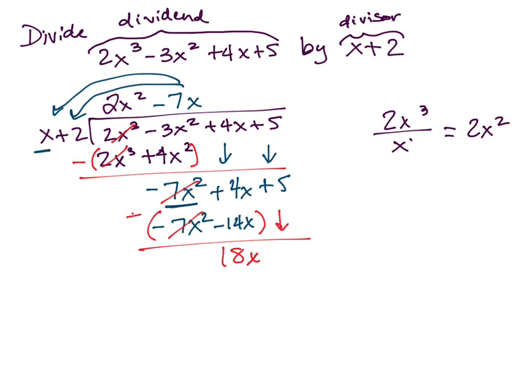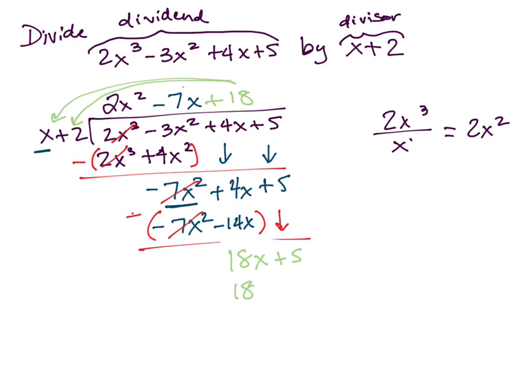And then we're going to bring down the 5. Now what? Do it again. 18x divided by x? 18. I'm going to switch colors here because I'm afraid that this is going to be confusing if I use red. I'm going to call that 18x plus 5. 18x divided by x is plus 18. And then we want to push that 18 back through both terms. 18 times x is going to be 18x. 18 times 2? 36.